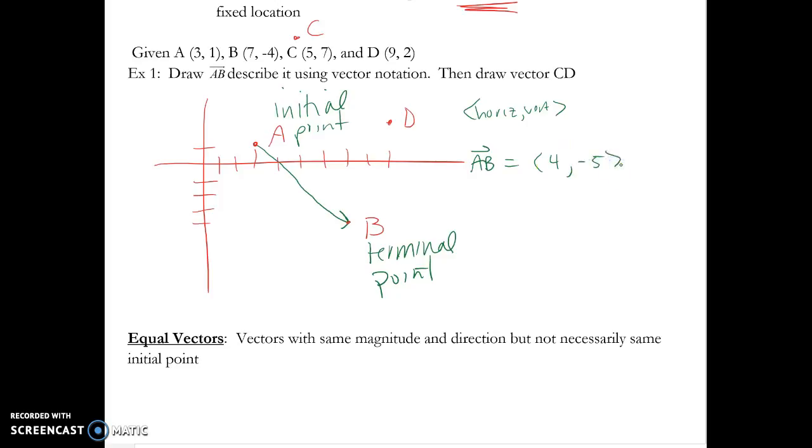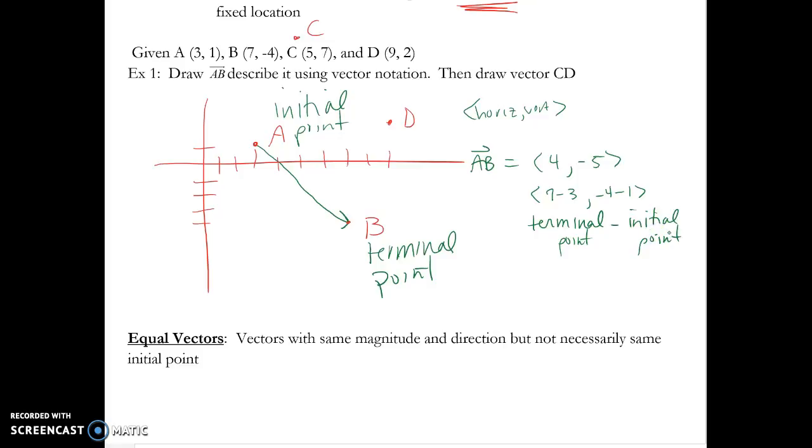You can also think of this using arithmetic, and you can do the terminal point minus the initial point. So you could do 7 minus 3, and then -4 minus 1. So either way you want to set it up, it doesn't matter, as long as you remember that you are always doing the terminal point minus the initial point to describe the movement for the vector.